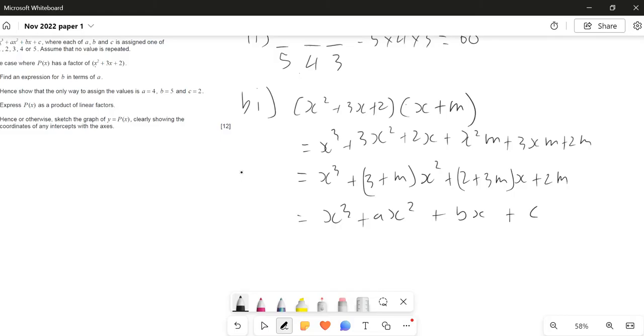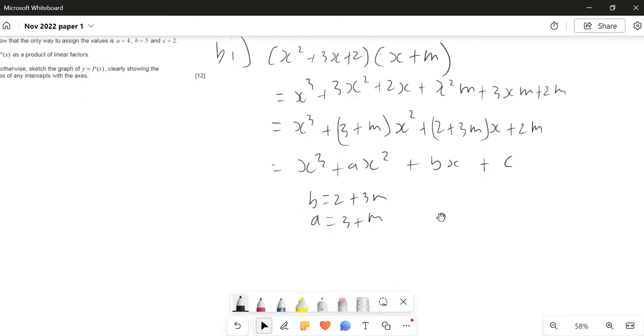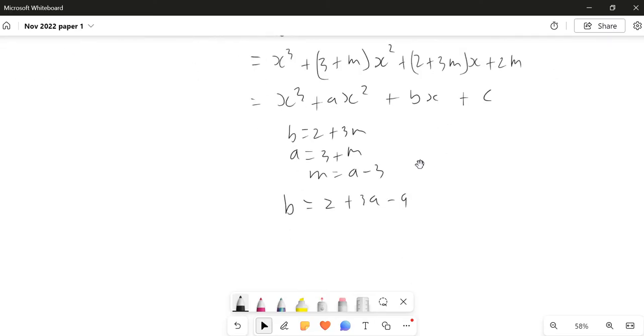And the question is asking for b in terms of a, right? So our b equals 2 plus 3m, and our a is equal to 3 plus m. So we just rearrange to make m the subject, so we get m equals a minus 3. And we can just substitute it here. So b equals 2 plus 3a minus 9, and then b equals 3a minus 7.